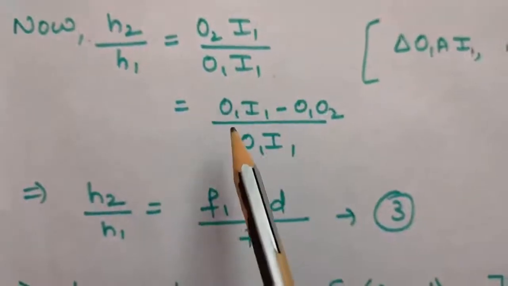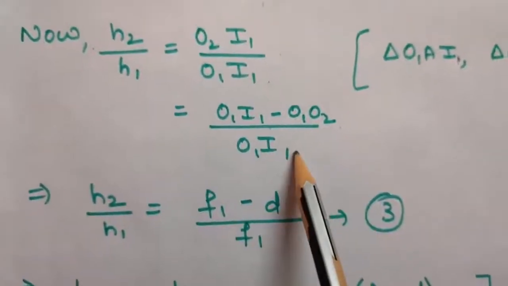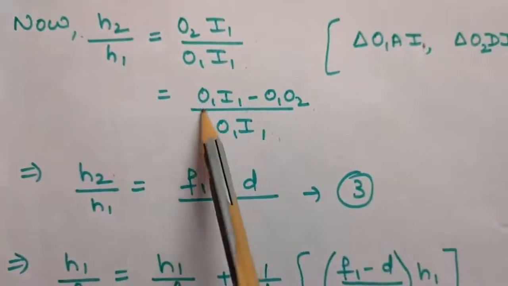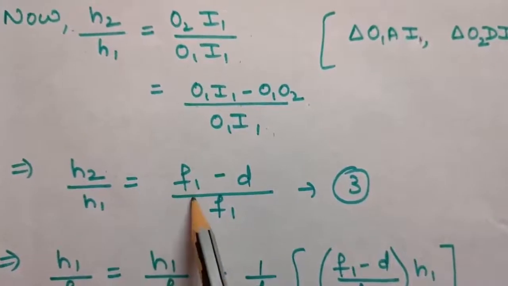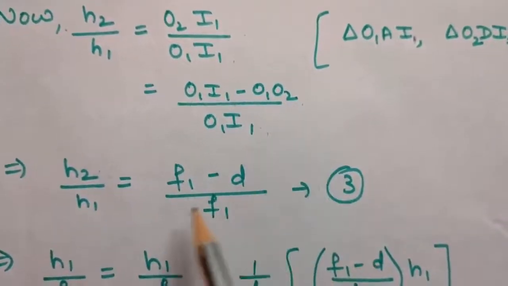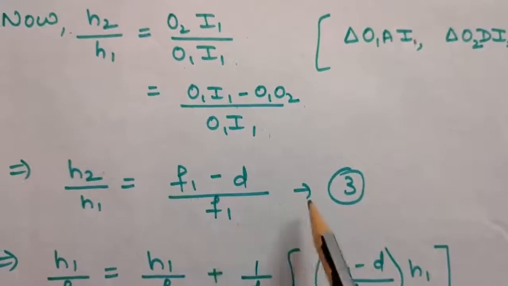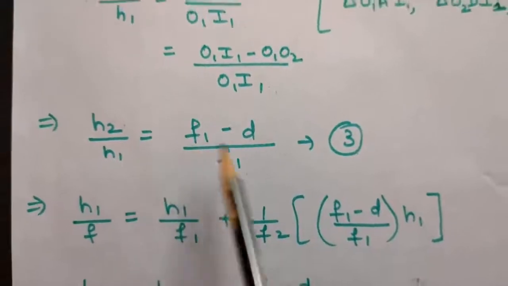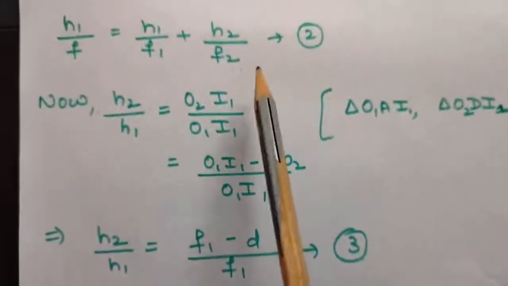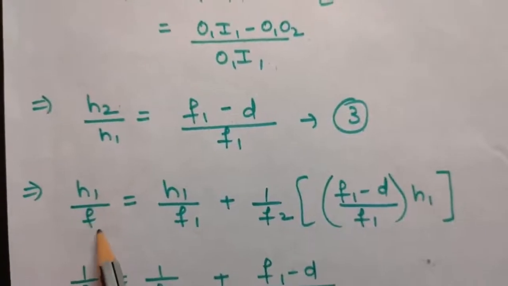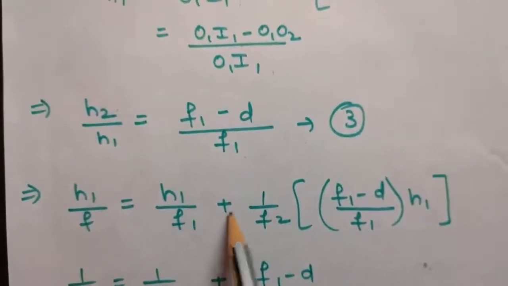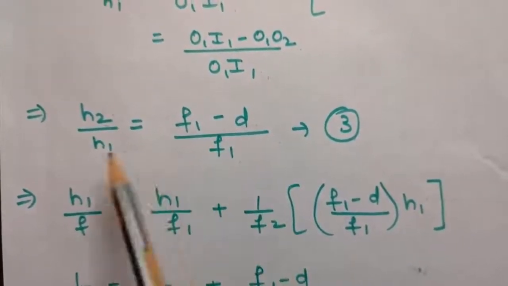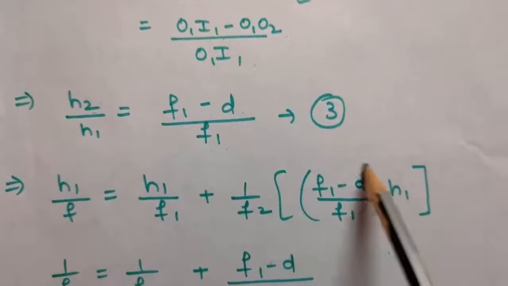So O2I1 is written as O1I1 minus O1O2. So this equation can be written as H2 upon H1 equals O1I1, which is nothing but F1 as I told you earlier, minus O1O2, which is D, upon O1I1, which is again F1. So mark it, third equation. Now put the value of H2 in the second equation, that is H1 upon F equals H1 upon F1 plus H2 upon F2. From here, H2 will be (F1 minus D) upon F1 into H1. So I have written the value of H2 here.